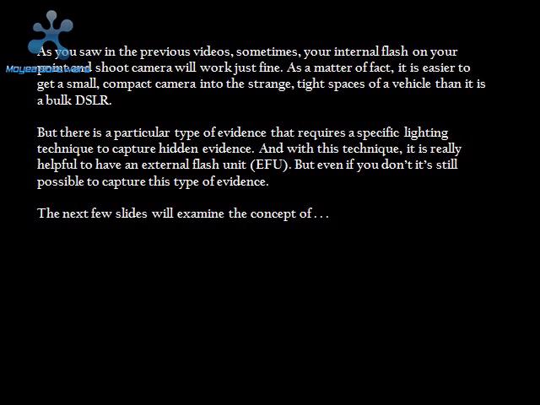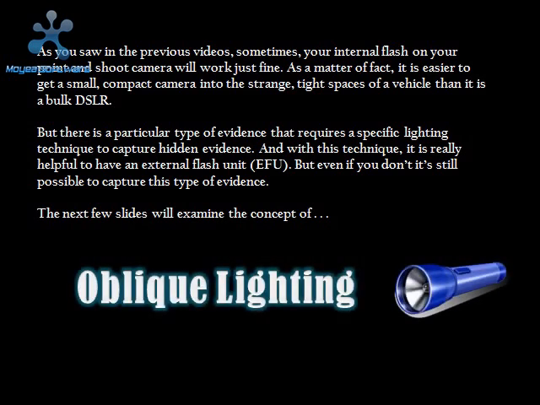But there is a particular type of evidence that requires a specific lighting technique to capture hidden evidence, and that's the technique we're going to talk about today. And with this technique, it's really helpful to have an external flash unit. And I understand that a lot of you guys don't, and that's fine. Even if you don't, you're still going to be able to capture this evidence, and I'm going to talk to you about this concept and show you the tricks on how to get it done with the next few slides. So today we're talking about oblique lighting.